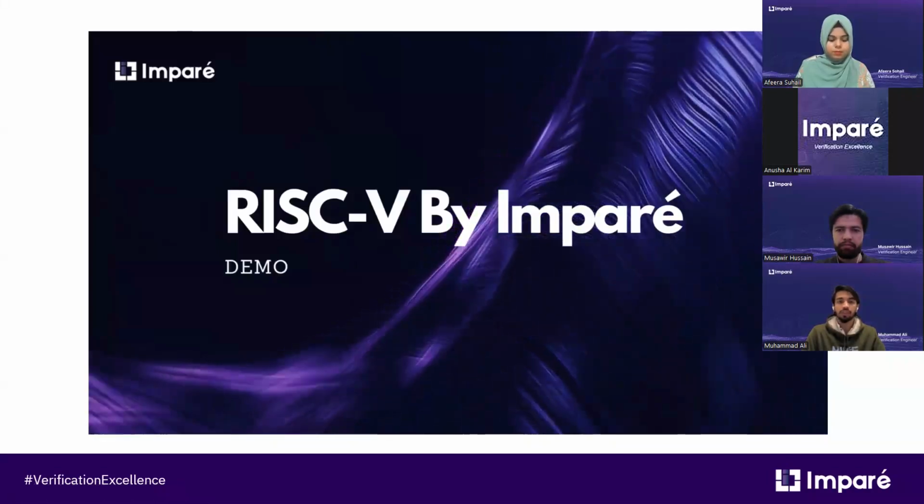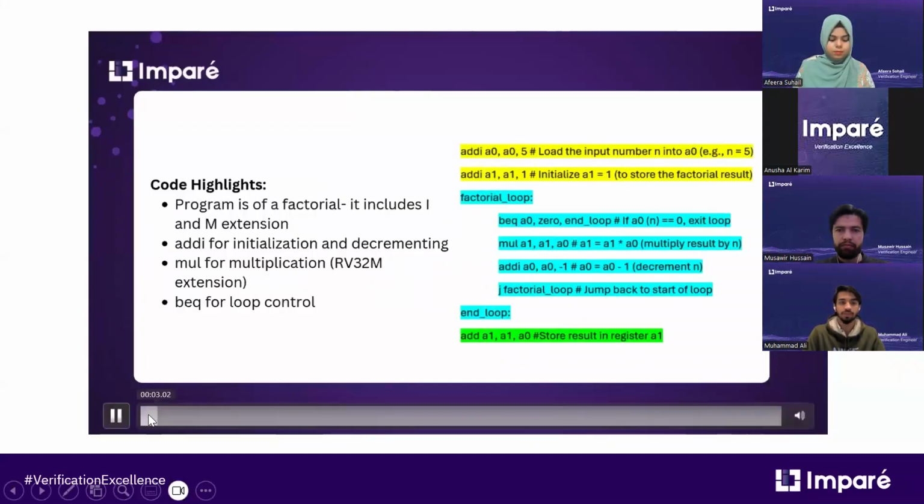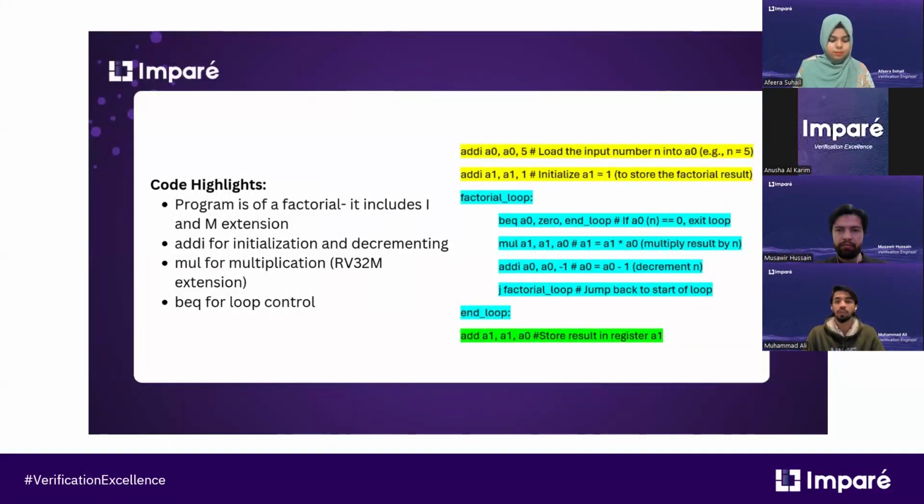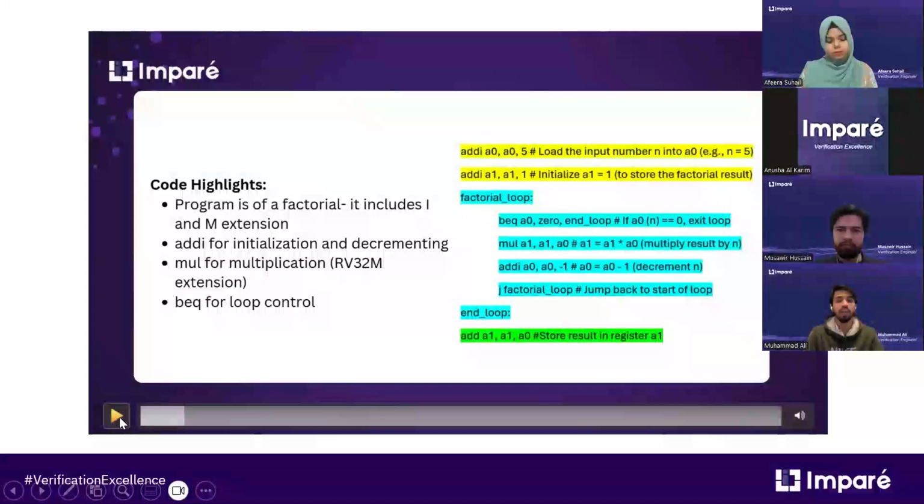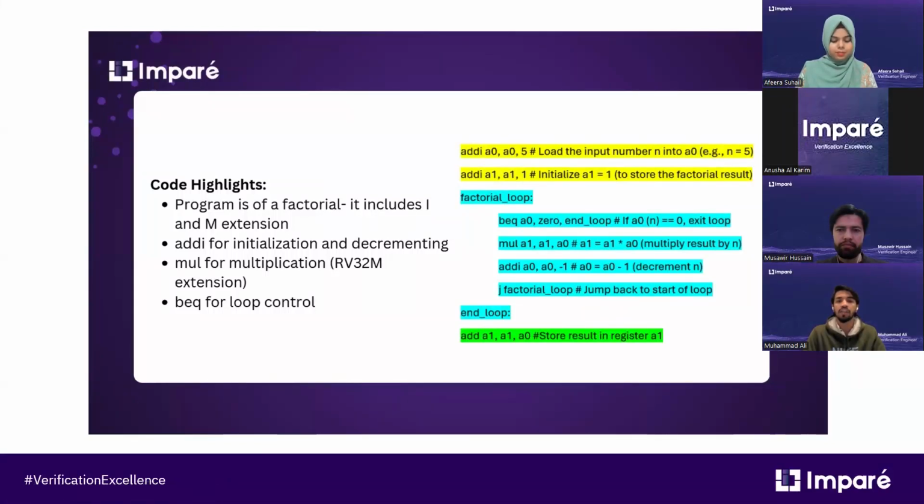Here you can see the factorial program. This program effectively tests the integration of RV32I instructions for the control flow and RV32M multiplication instructions to multiply register values. Here's how the program works.